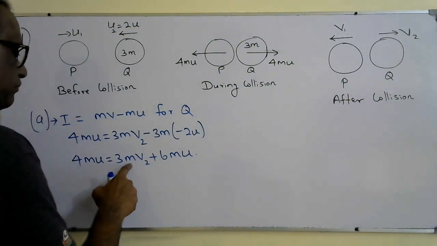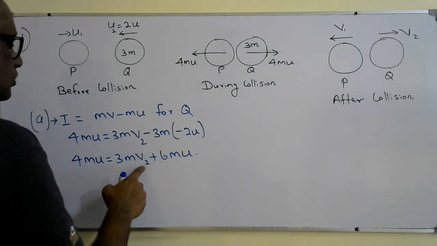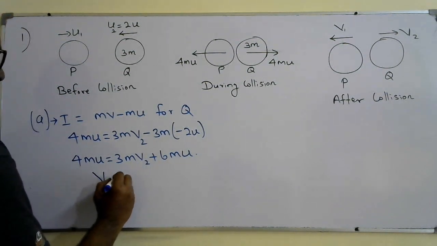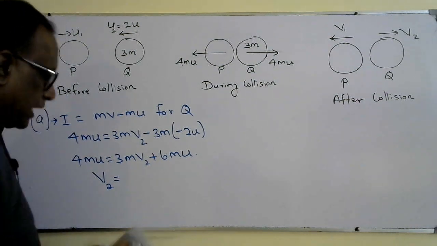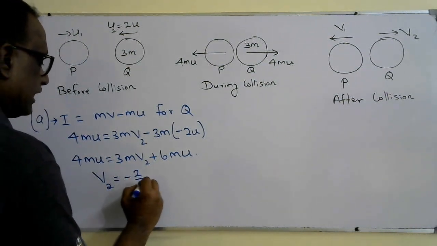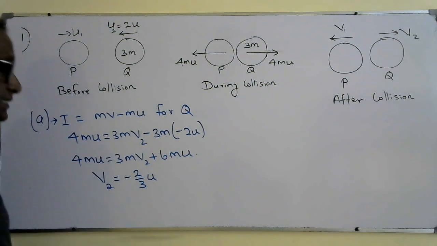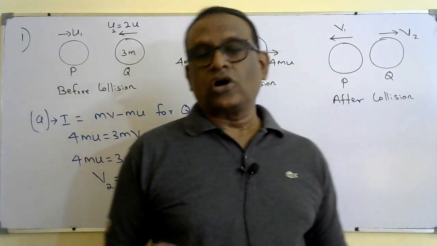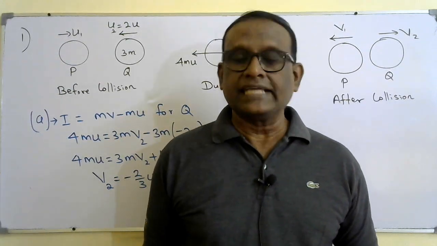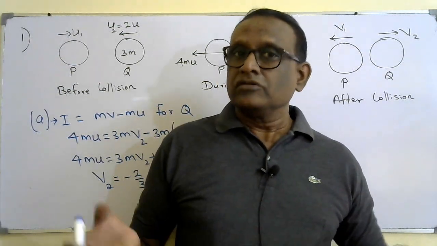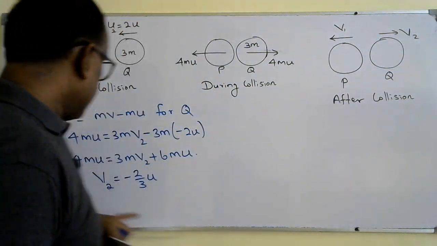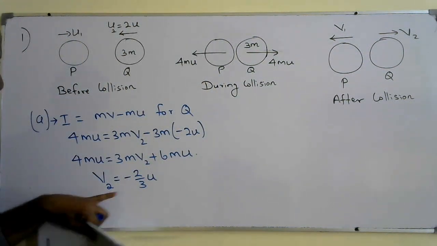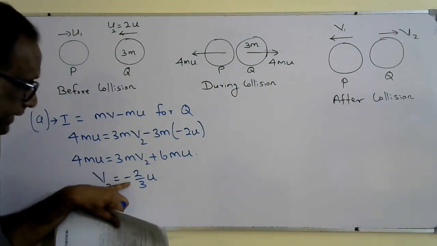That means all the m will get cancelled, is it? So make the v2 subject. You will get v2 is equal to minus 2 by 3u. Right? I am getting minus sign. I don't need to worry about it. Minus sign I am getting because they are velocities. These all are velocities. Impulse, change in momentum, they are all vectors, right?